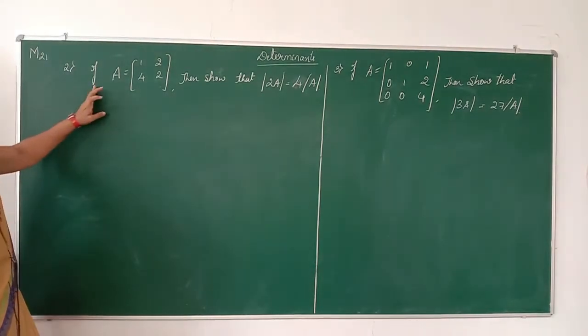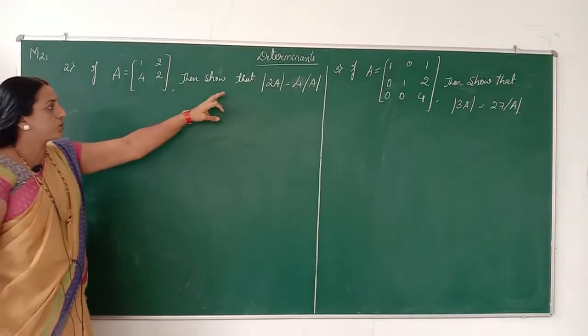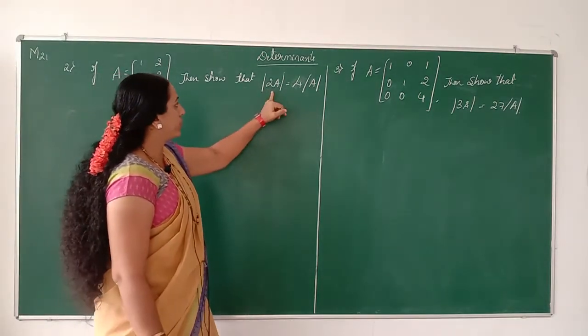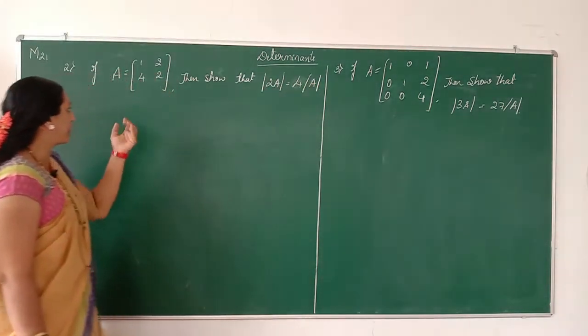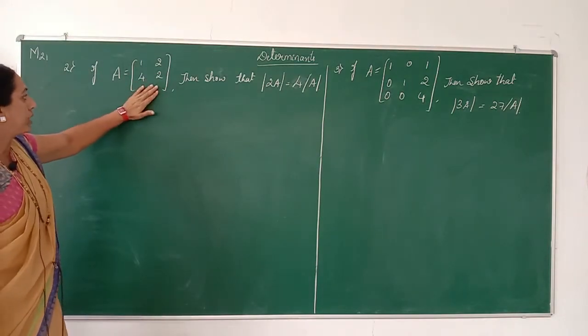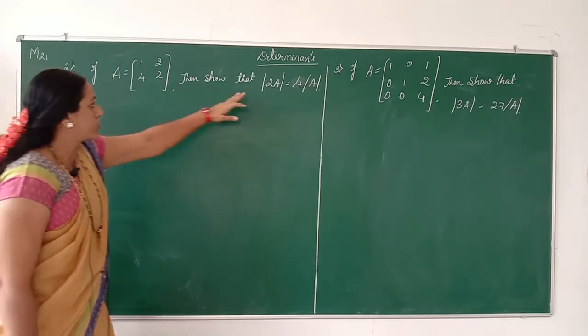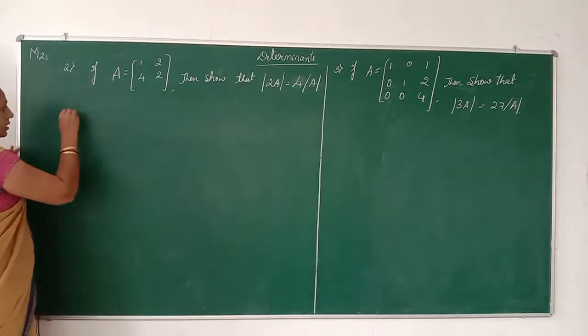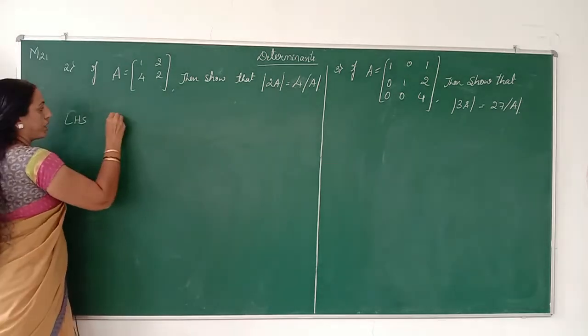Next one, if matrix A equals [1, 2; 4, 2], then show that determinant of 2A equals 4 times determinant of A. Now we will observe that A is a matrix of order 2 cross 2. So now to show that, first we will consider the LHS. What about the determinant of 2A?